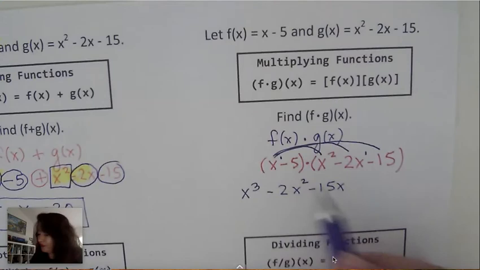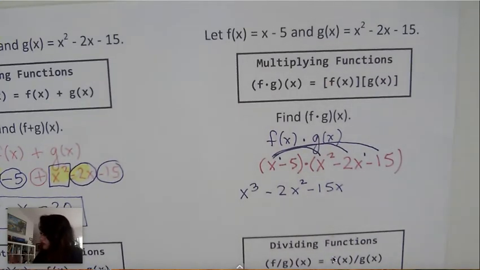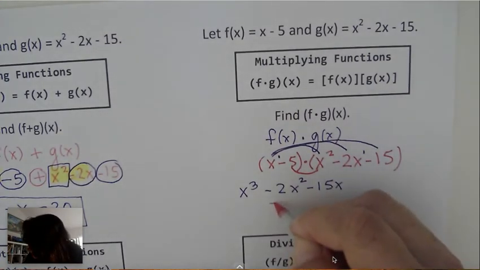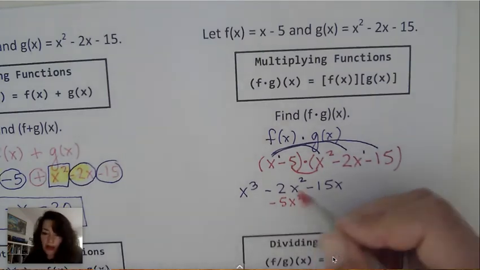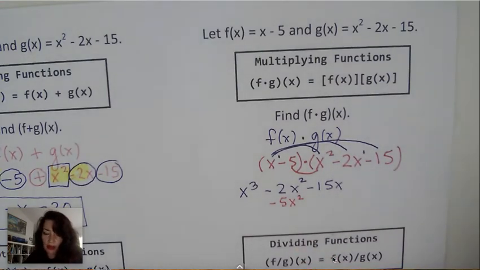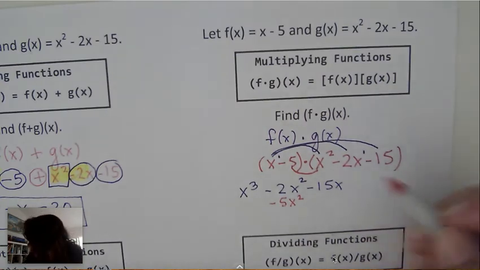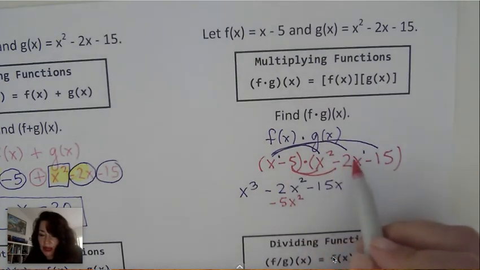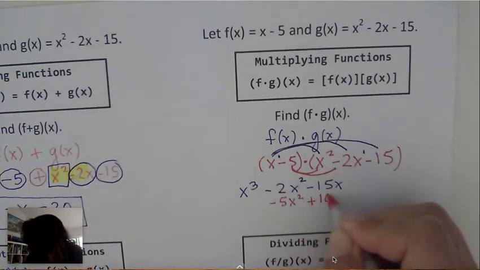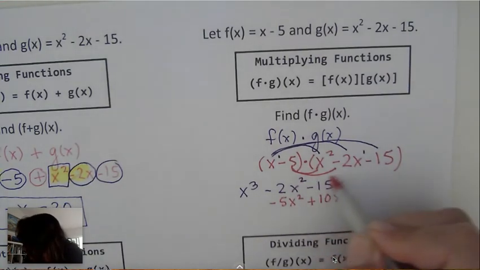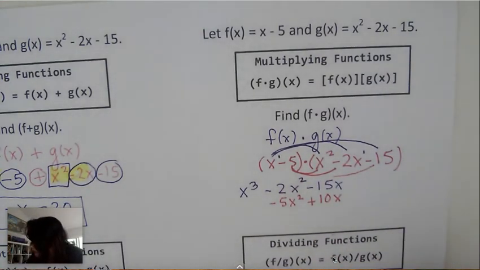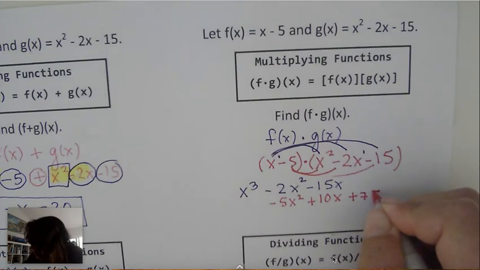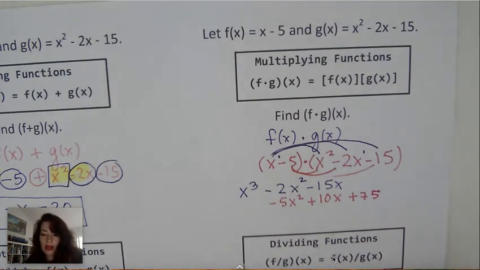Now we're going to do negative 5 times all the three terms. So negative 5 times x squared is negative 5x squared. I kind of like to already place them with like terms, so then when we're adding them, it's easier to combine. Negative 5 times negative 2x, and be careful, this is a negative times a negative, is plus 10x. And then negative 5 times negative 15 is positive 75. Okay, but we're not done yet.